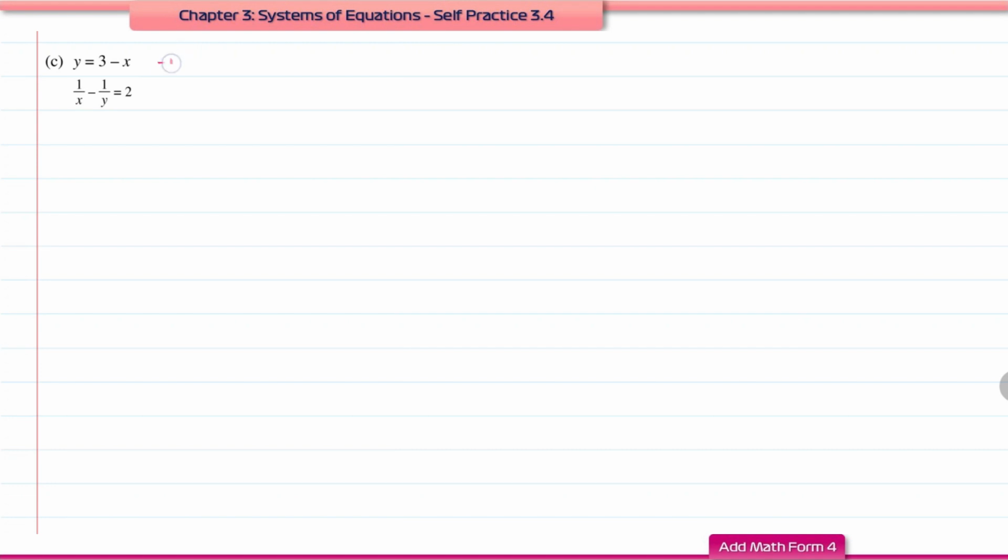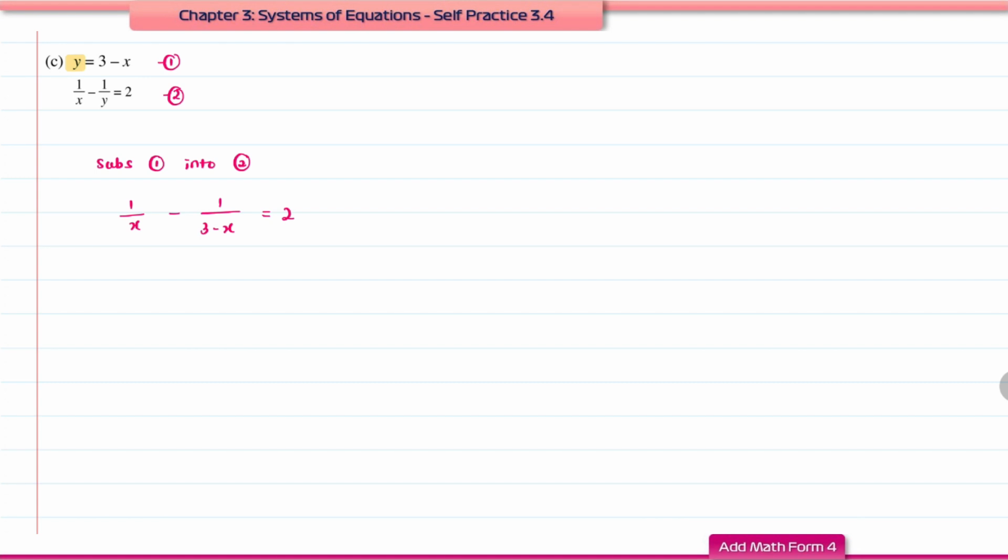Question C. First let us label the equations as 1 and 2. I'm going to choose the substitution method for question C, as this is convenient because in equation 1 we already have y as the subject of the formula. So I'm just going to substitute equation 1 into equation number 2. So you're going to have 1 over x minus 1 over 3 minus x equal to 2.